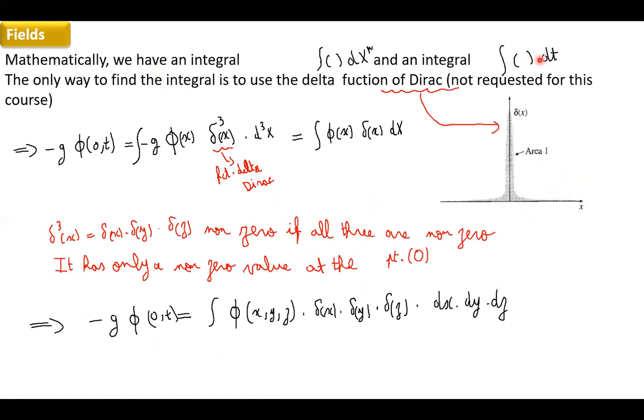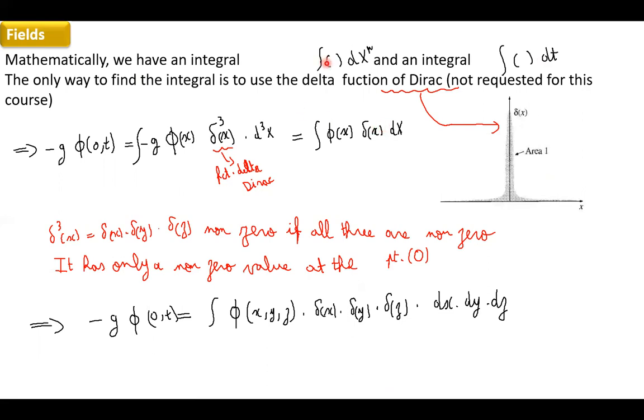So how do we add these two integrals? We have only one way to do it, which is to use the Dirac delta function, which is this function. Don't be afraid of the Dirac delta function. It is not required for this course, so don't be afraid of this equation. It's just a mathematical function that we use in this case. So you're not responsible for this function.